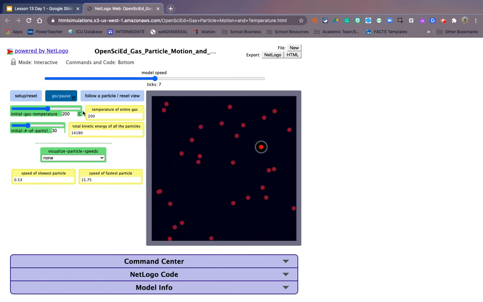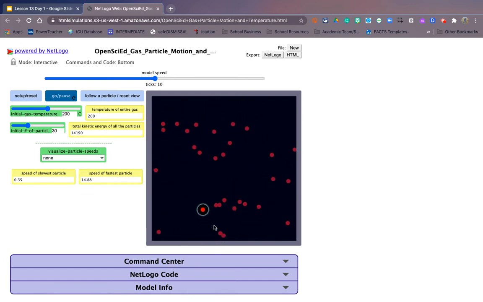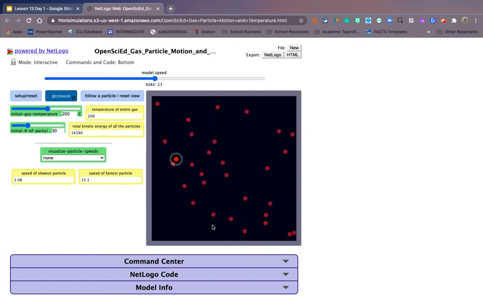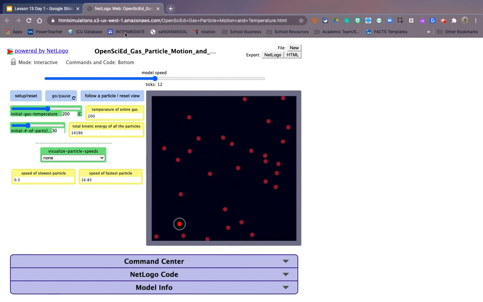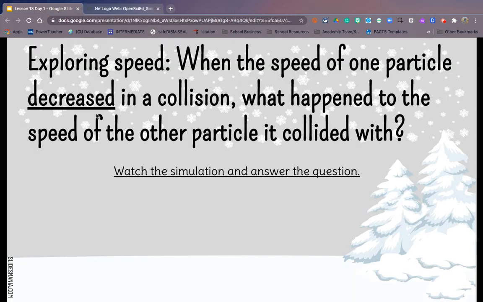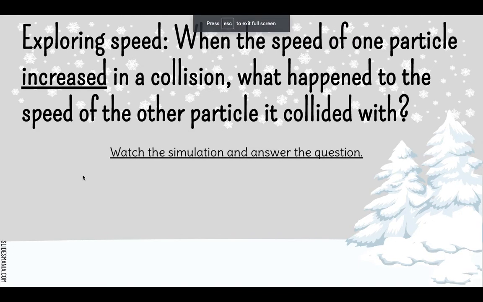So there it decreased. What happened to the particle here? It slowed down, now it's sped back up. Okay. So when the particle decreased in its collision, what happened to the speed of the other particle it collided with? And then what is the opposite? If that particle increased in a collision, what happened to the speed of the other particle it collided with?